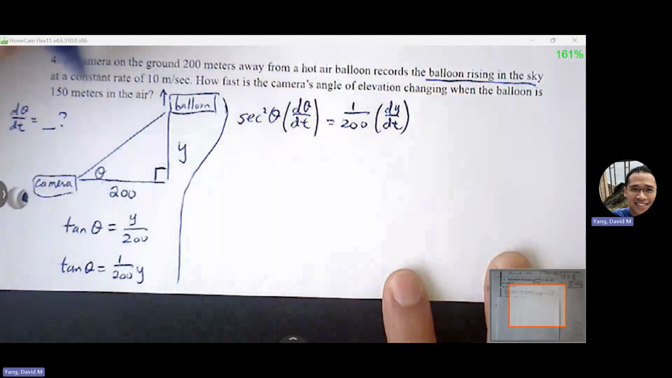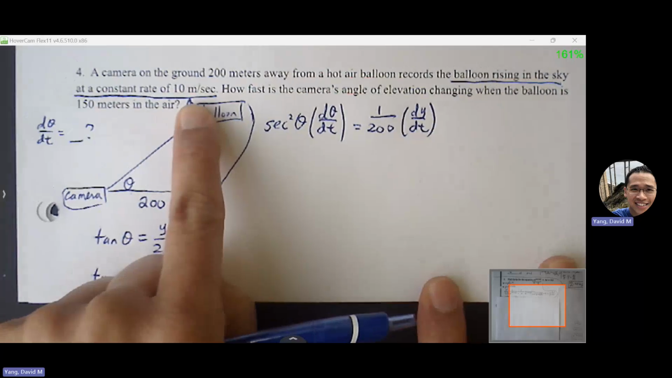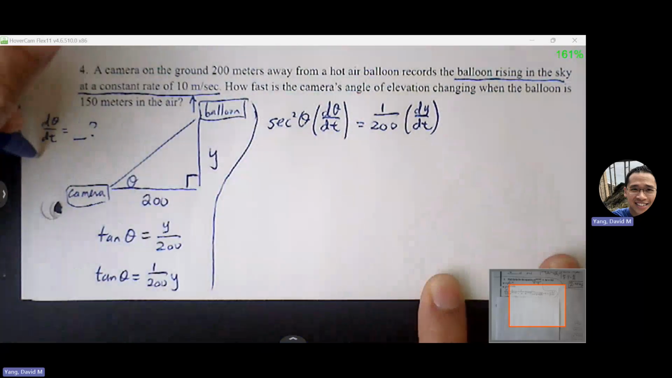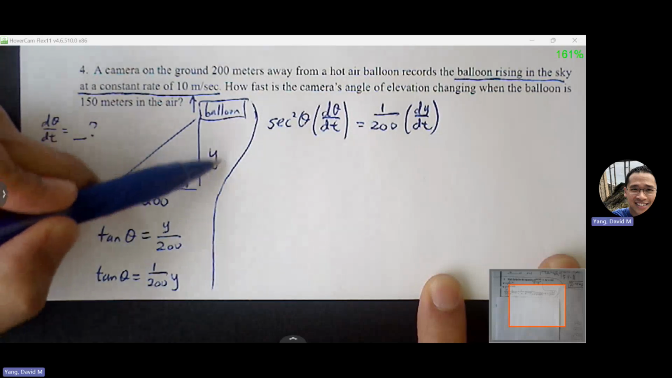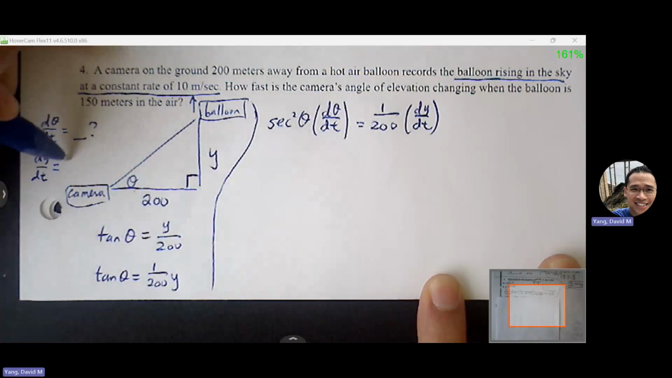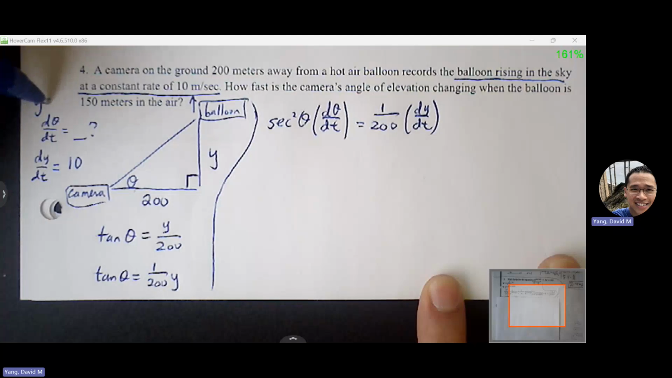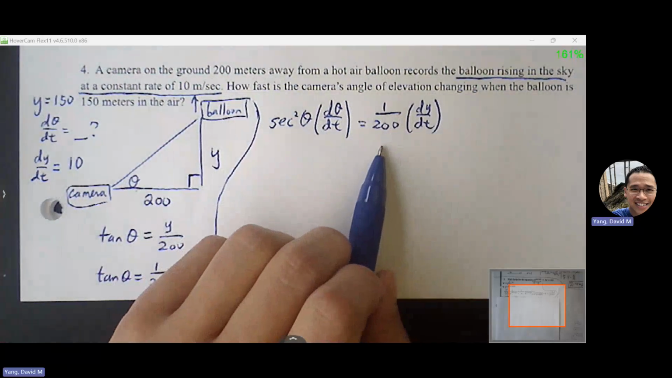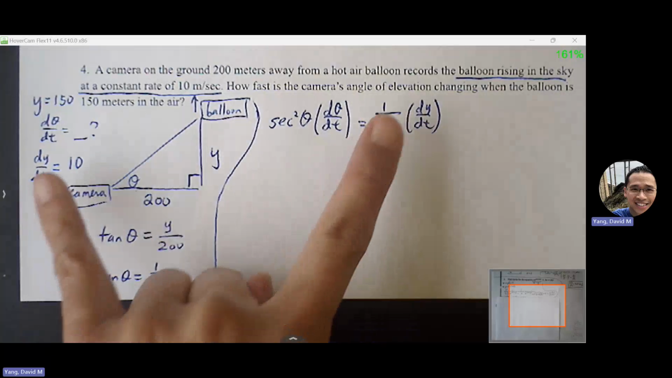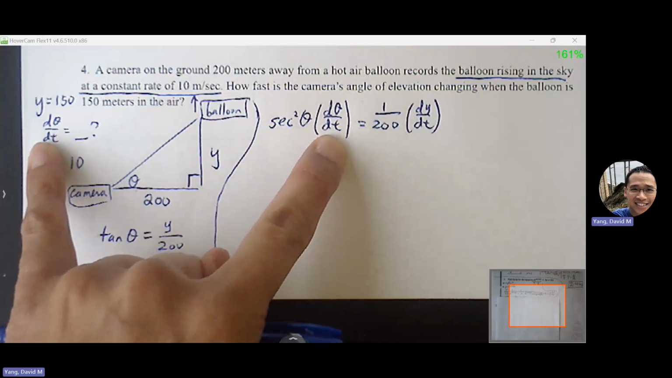The balloon is rising in the sky at a constant rate of 10 meters per second. What information is that? dy dt, positive or negative? What's happening to y as time passes? Increasing, yeah, so positive 10. When the balloon is 150 meters up in the air, now we can involve that 150 later on when we want to build that second triangle. So dy dt, we have a replacement for that. D theta dt, we know we're looking for that variable, so that's showing up.